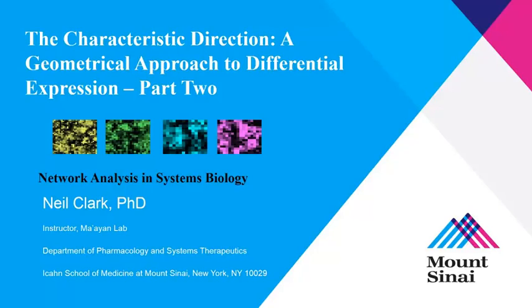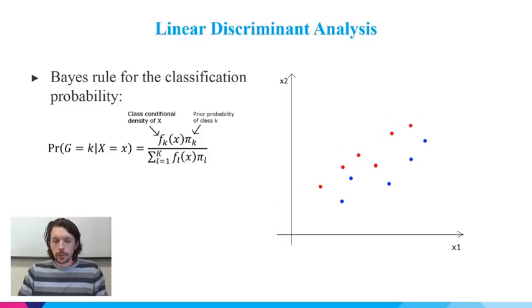I'm Neil Clark, and this is the second part of the series of talks discussing the characteristic direction, a geometrical approach to differential gene expression. So at the end of the previous talk, I gave a broad description of what I mean by the characteristic direction. Here I'm just going to go into a little bit more detail about the exact calculations that we perform when we're calculating the characteristic direction.